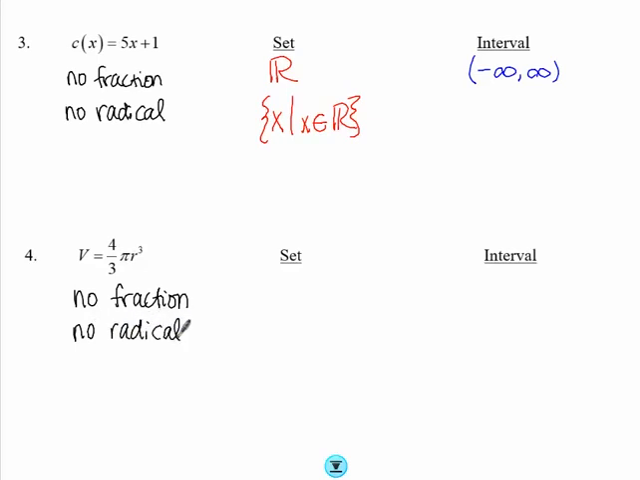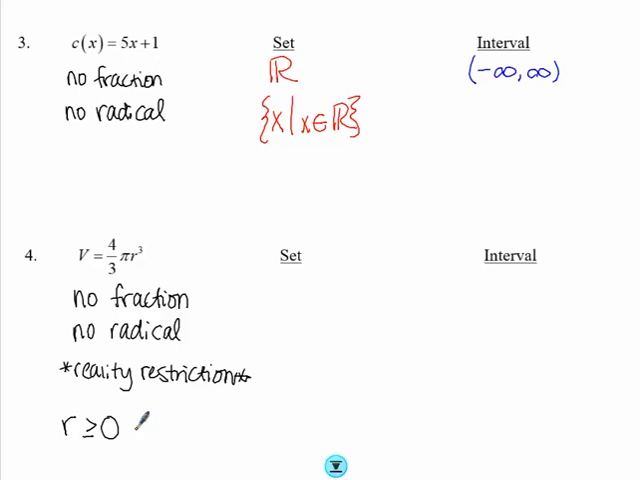But if we think about this, because it is a real-life formula, we're talking about the volume of a sphere, we have a reality restriction. This comes up a lot when you're using geometric formulas or in science class. Because we're talking about a radius, or a radius is a length, it cannot be negative. So r must be greater than or equal to 0.